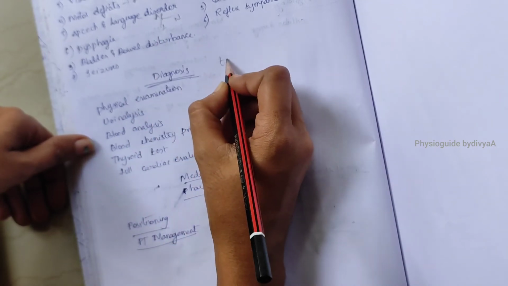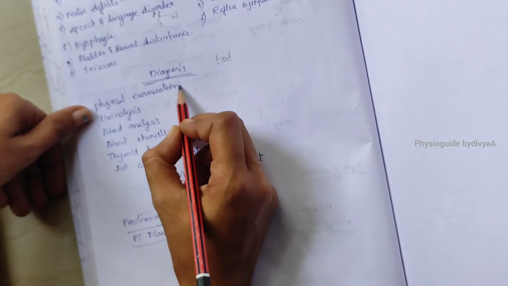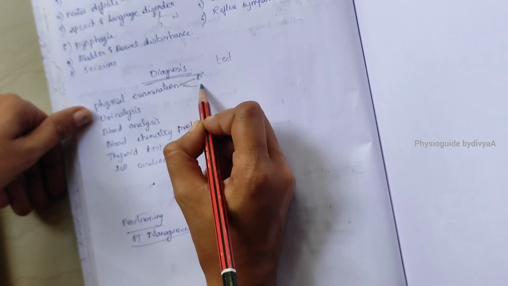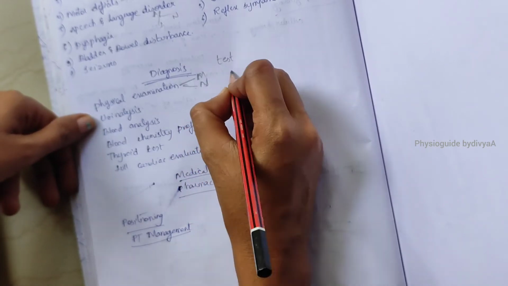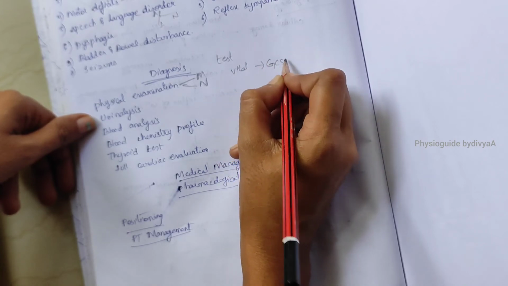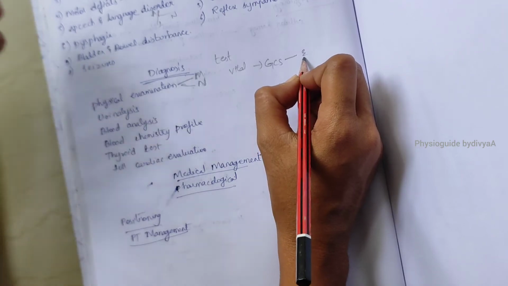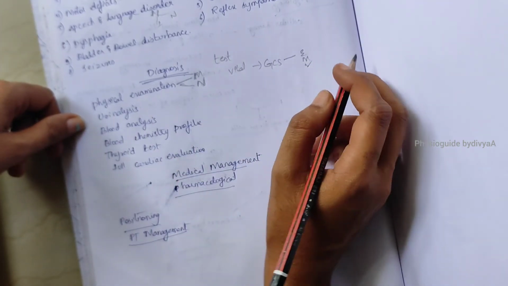Diagnosis: what tests need to be done to identify the stroke? First is physical examination. We need to do medical examination and neurological examination. Firstly, we need to check general vitals. Next, GCS: we need to check eye opening, motor response, and next, verbal response. These are all we need to check.